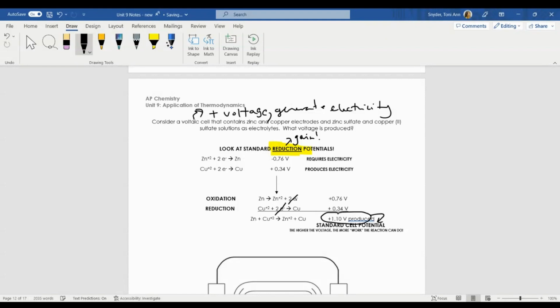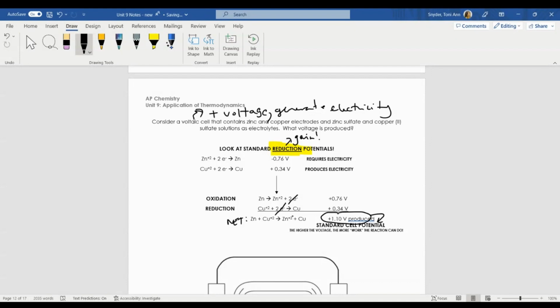So I have 2 electrons in the products in my oxidation, and I have 2 electrons in the reactants of my reduction. That gives me the overall net equation that's below. So zinc reacts with the copper ions. They switch some electrons around, and I produce zinc ions and metallic copper. And that process produces a voltage of 1.10 volts.